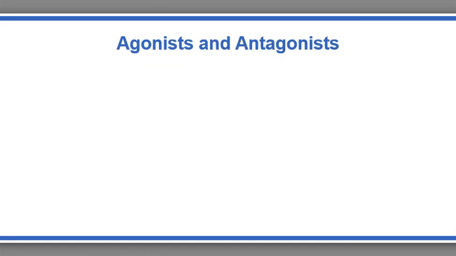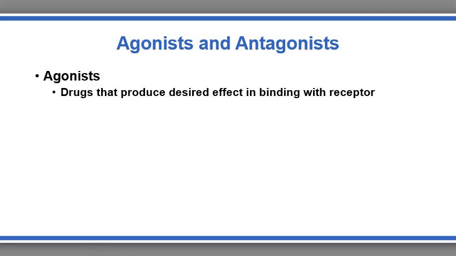So let's talk a little bit further about agonists and antagonists. Again, as we already defined, agonists are drugs that produce a desired effect by binding with a receptor. So basically, when an agonist makes that connection at that site, most of the receptors are going to be activated by stabilizing the receptor in a specific shape or conformation, and that's going to produce a response.